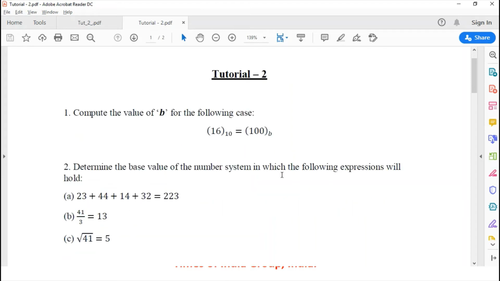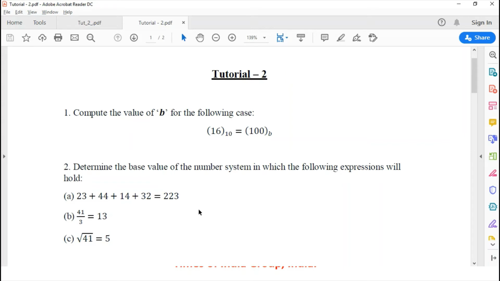So now let us take a few more examples to understand how these systems work, what is actually the concept. So here the second question is determine the base value, similar to the former question. Okay, so determine the base value of the number system using the following expressions. Okay, so the first expression given is 23 plus 44 plus 14 plus 32 is equal to 223. Now it is given that both are equal. That means the left hand side is equal to right hand side.